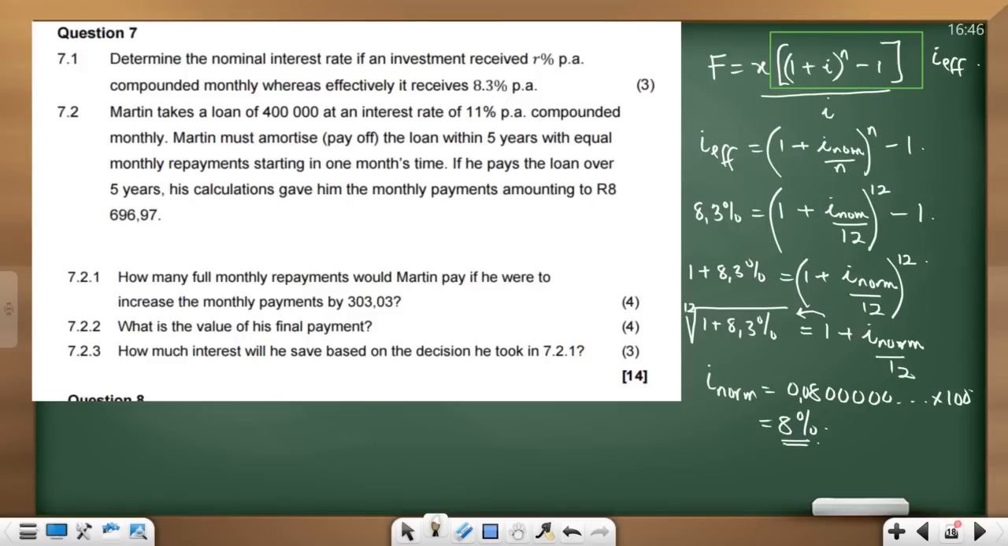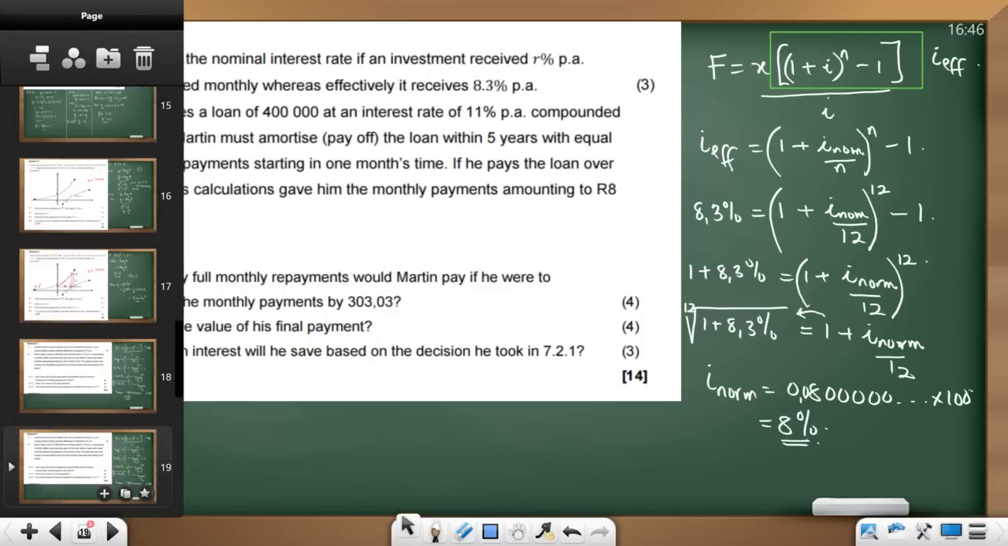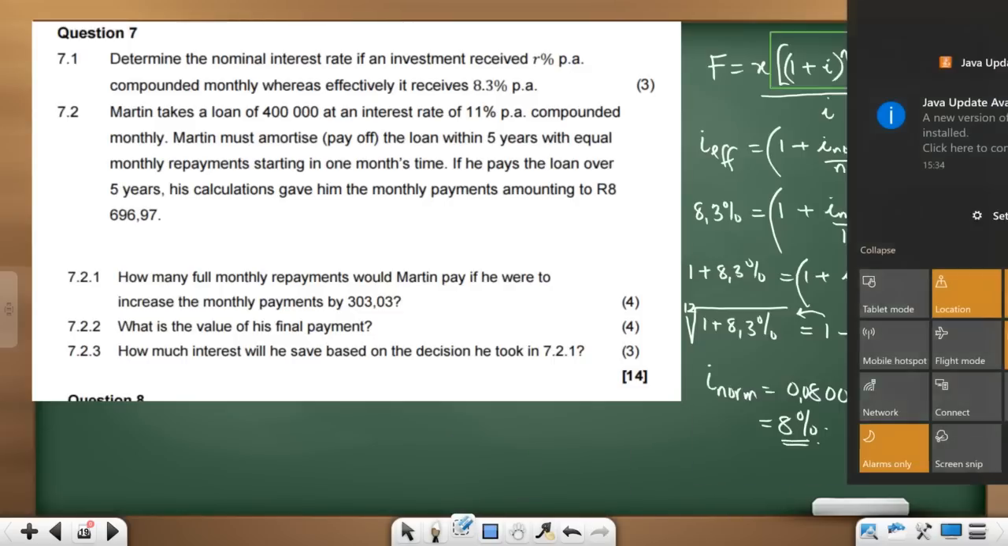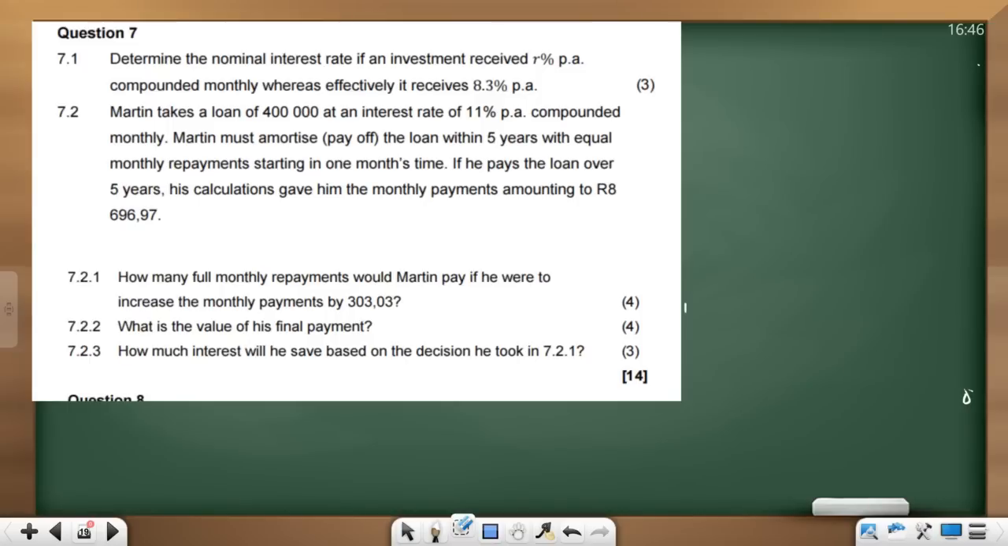Martin takes a loan of 400,000. Let's create a fresh page for ourselves to deal with 7.2. Please, I hope you remember that F formula. It actually helps you to get your effective interest. Don't forget the percentage. That is of extreme importance. Okay.